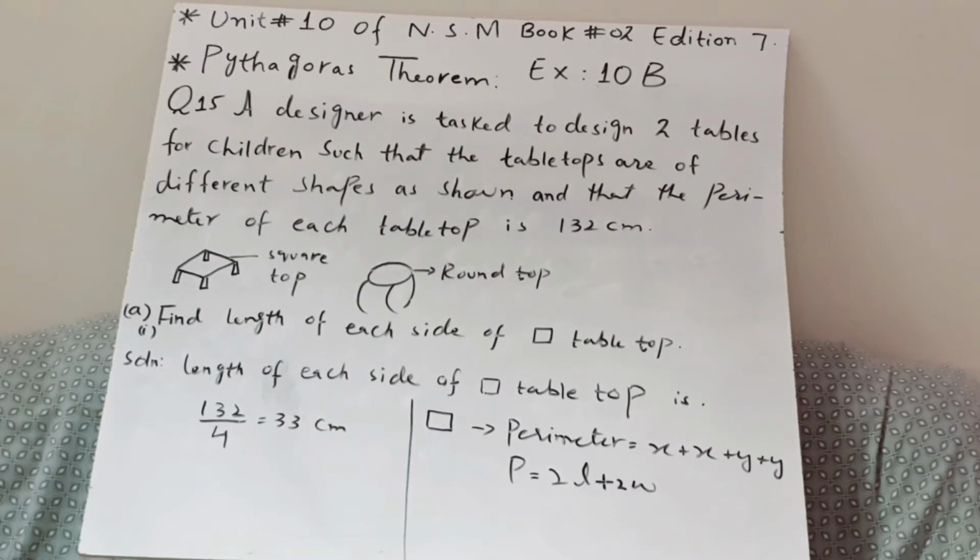So in this, they are asking to find the length of each side of the square tabletop. In a square all the sides are equal, and they have given the perimeter, which is 132. So if we have to find the length of one side of the square tabletop, what can we do? We know the perimeter is the sum of all the sides. The perimeter is given and the total number of sides in a square is 4. So 132 divided by 4 will be 33. So we know the length of one side is 33 centimeter, by dividing the whole perimeter by the total sides of the square.